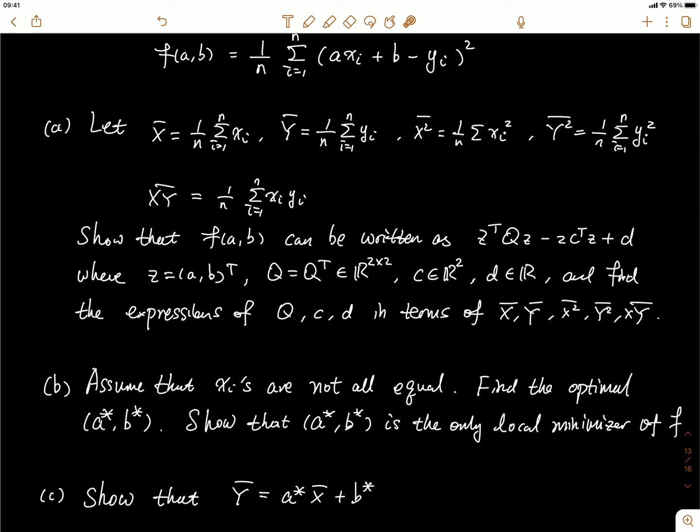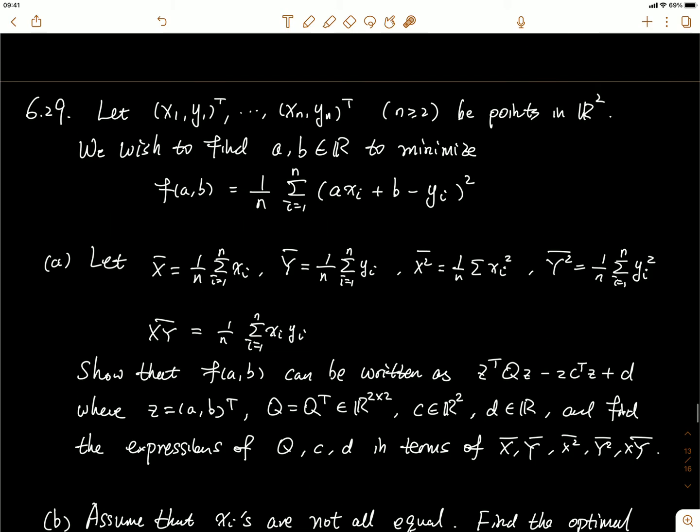And the last question is to show the relation between these two points, A star and B star. If they are optimal points, then A star, B star should satisfy this equation. Okay, so let's go through this one by one.